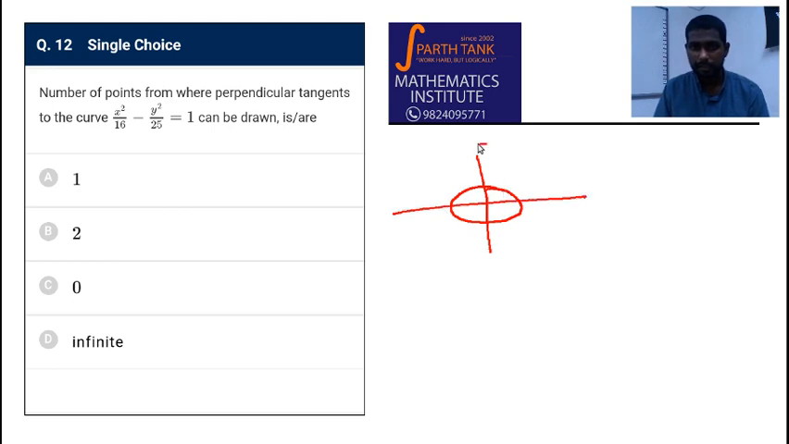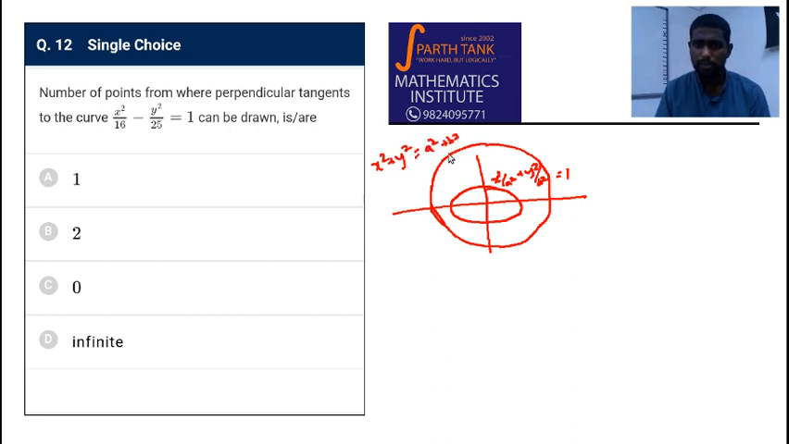There is a circle called the director circle. If this is x squared by a squared plus y squared by b squared equal to 1, then this director circle is x squared plus y squared is equal to a squared plus b squared, and from any point on this circle you draw tangents, you can show that they are perpendicular. Two tangents to the ellipse are perpendicular. And this circle is called the director circle, right?